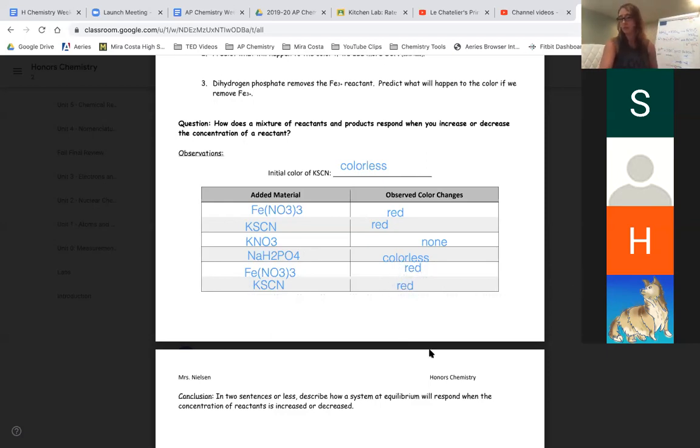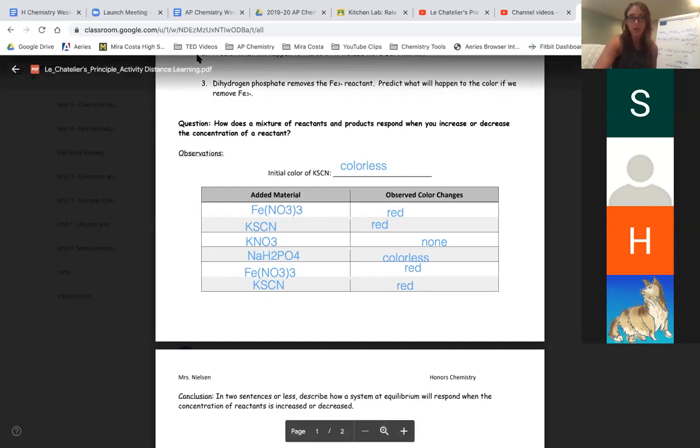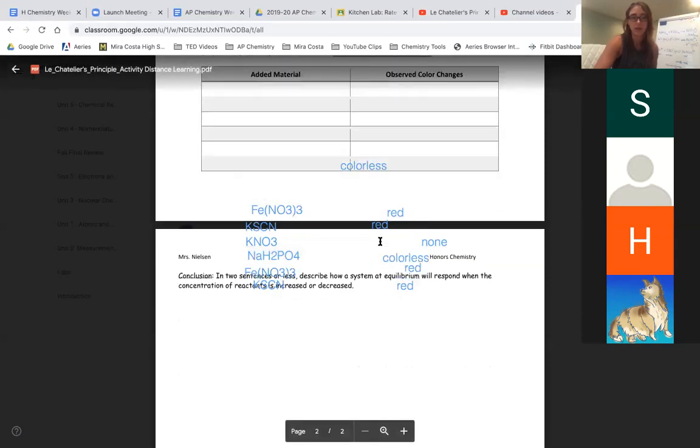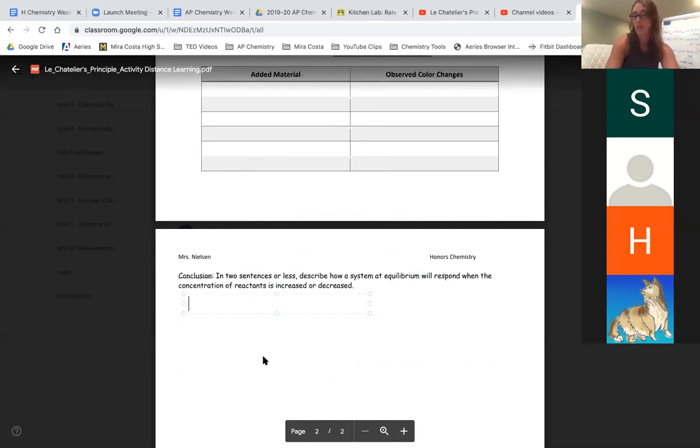Okay, so those are the observations I hope you made. We're just looking at shifts in equilibrium by looking at color changes. And so in conclusion, we want to write in 2 sentences or less, describe how a system at equilibrium will respond when the concentration of reactants is increased or decreased. I can say that shifts in equilibrium are observed as color changes.